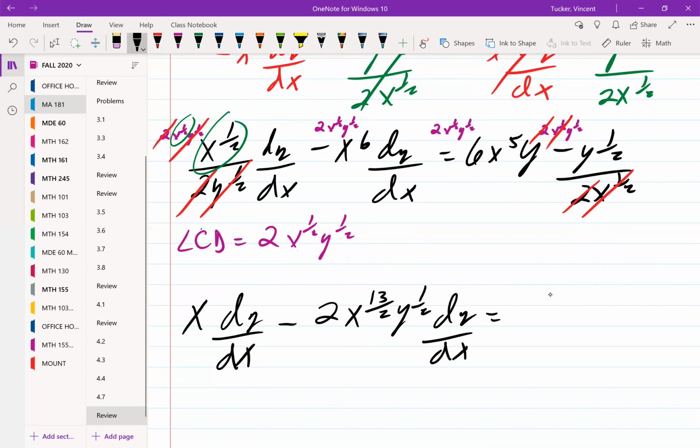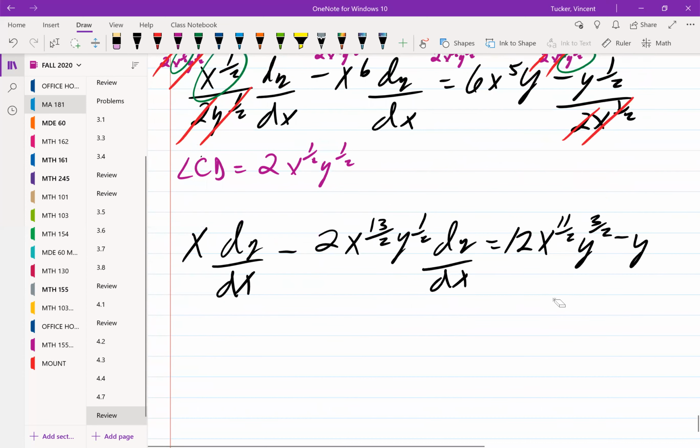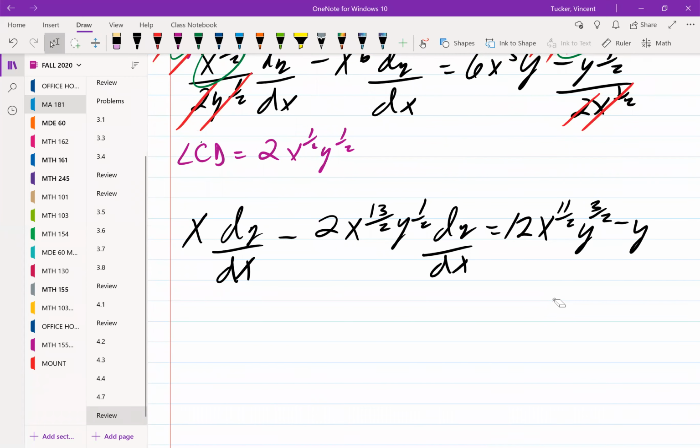And then here we have 2 times that's 12. It's going to be 11 over 2. And that'll be 3 over 2. And then we're just left with this 1/2. So that'd be minus y. All right. And we can make this a little more simple in a second.